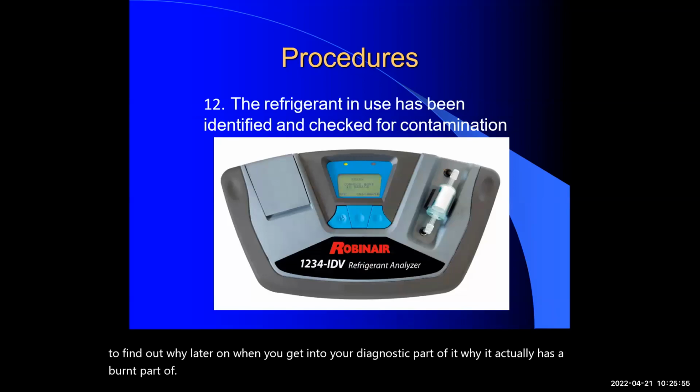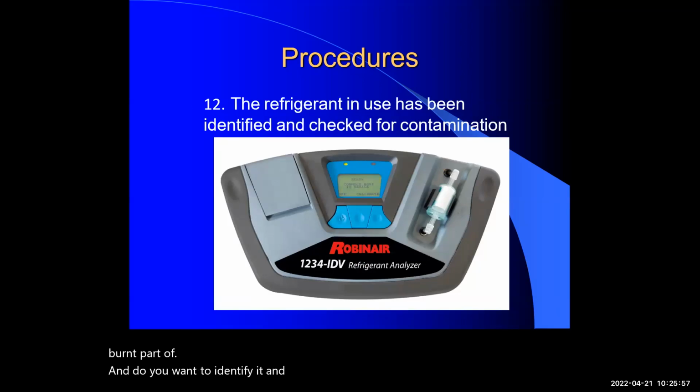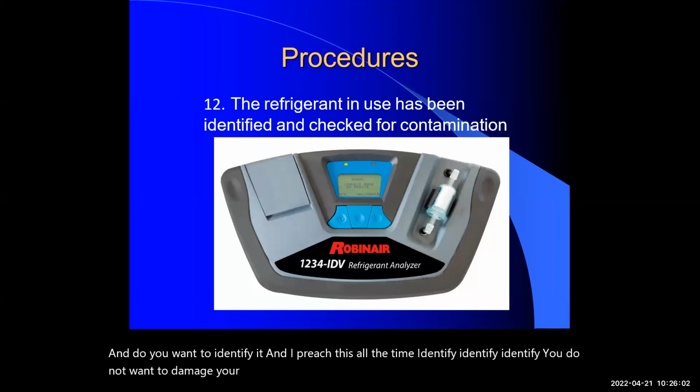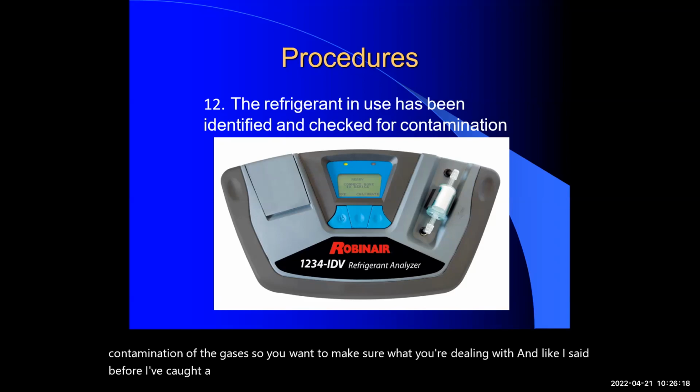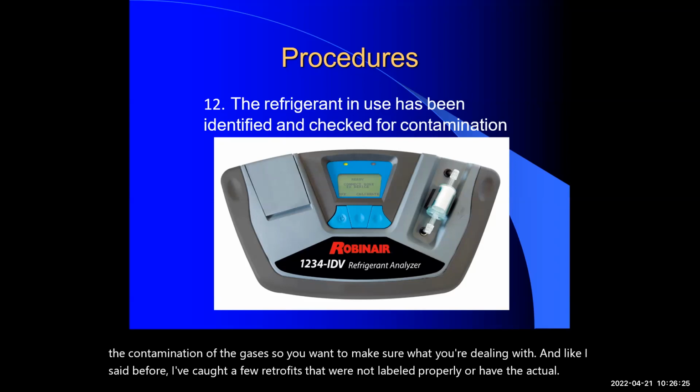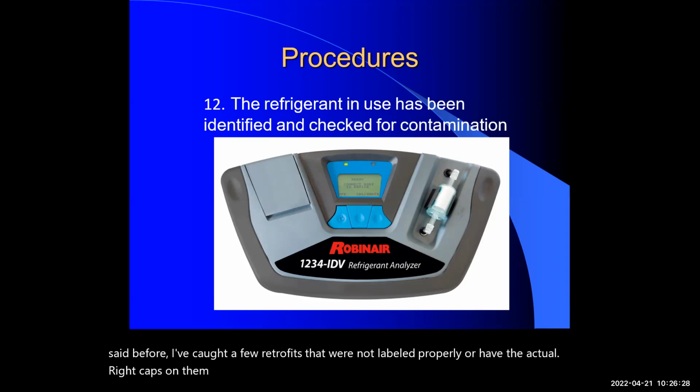And you want to identify it. I preach this all the time: identify. You do not want to damage your machine. You do not want to have the struggles with the contamination of the gases. So you want to make sure you know what you're dealing with. And like I said before, I've caught a few retrofits that were not labeled properly or did not have the right caps on them. So this is the best way to catch that.